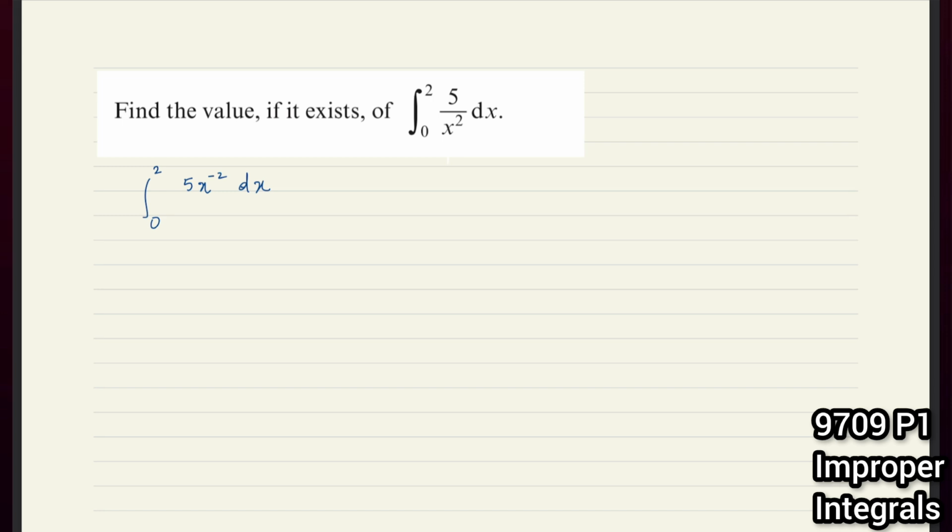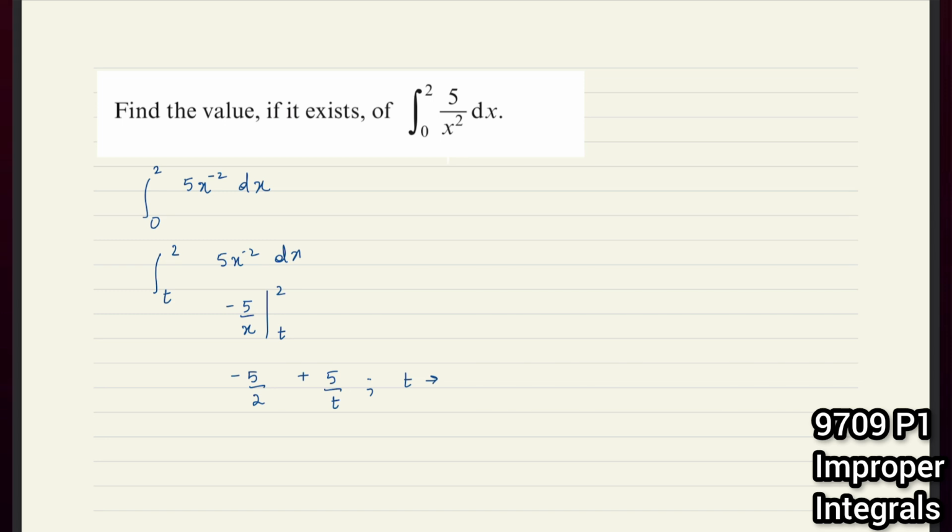In this one, we replace the limit 0 by a letter such as t, whereas in the previous questions we were replacing infinity by t. So we will write the integral from t to 2 of 5x to the power minus 2 dx. Let's integrate it. When we integrate it, this becomes minus 5 upon x. Limits are t and 2. Let's apply the limits. This becomes minus 5 upon 2 plus 5 upon t.